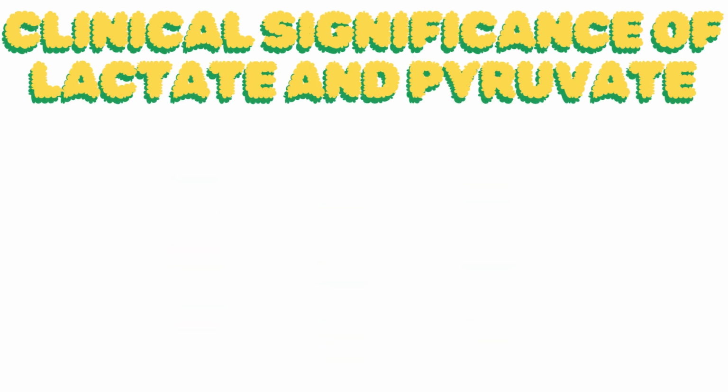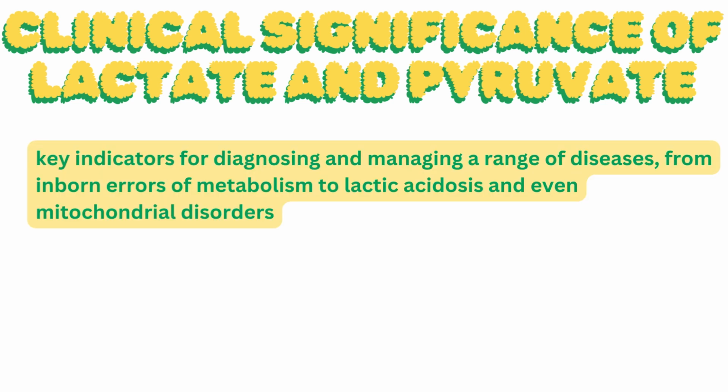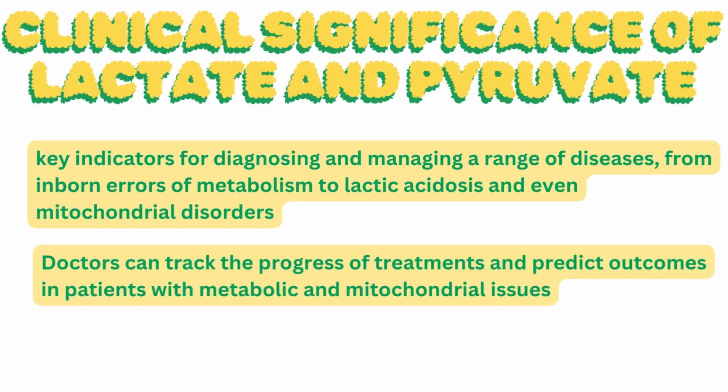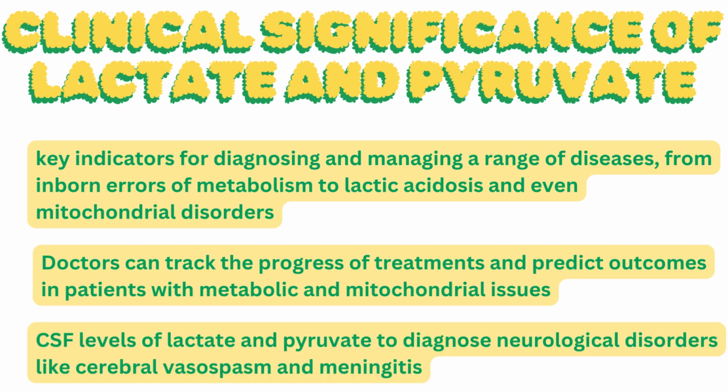Clinical significance of lactate and pyruvate. Why do we care so much about lactate and pyruvate? These metabolites are key indicators for diagnosing and managing a range of diseases, from inborn errors of metabolism to lactic acidosis and even mitochondrial disorders. By measuring the levels of these molecules, doctors can track the progress of treatments and predict outcomes in patients with metabolic and mitochondrial issues. Plus, they can also analyze cerebrospinal fluid, CSF, levels of lactate and pyruvate to diagnose neurological disorders like cerebral vasospasm and meningitis.